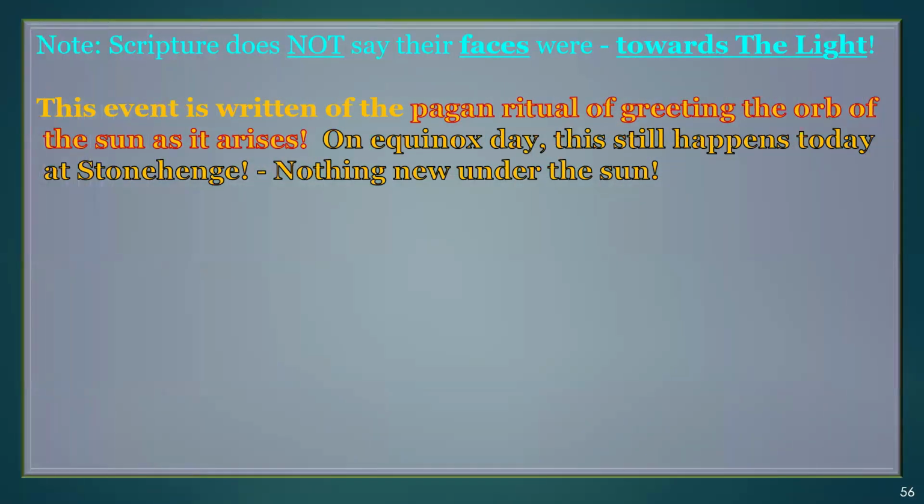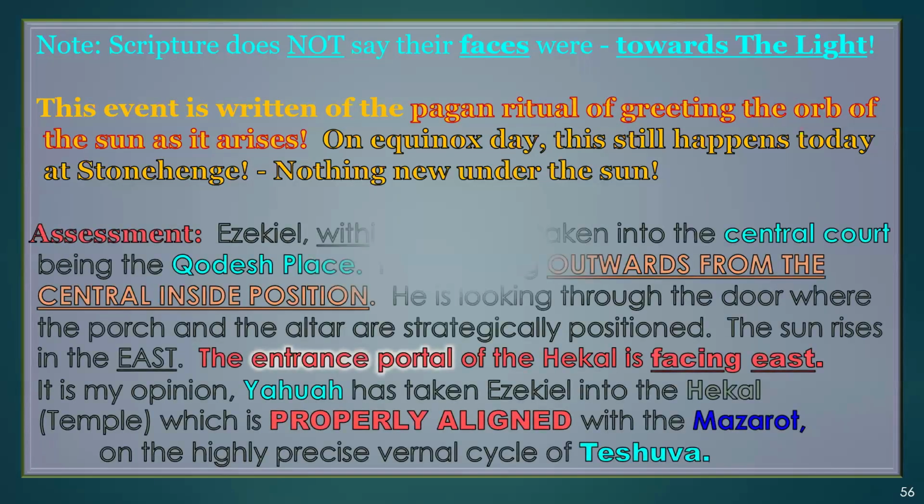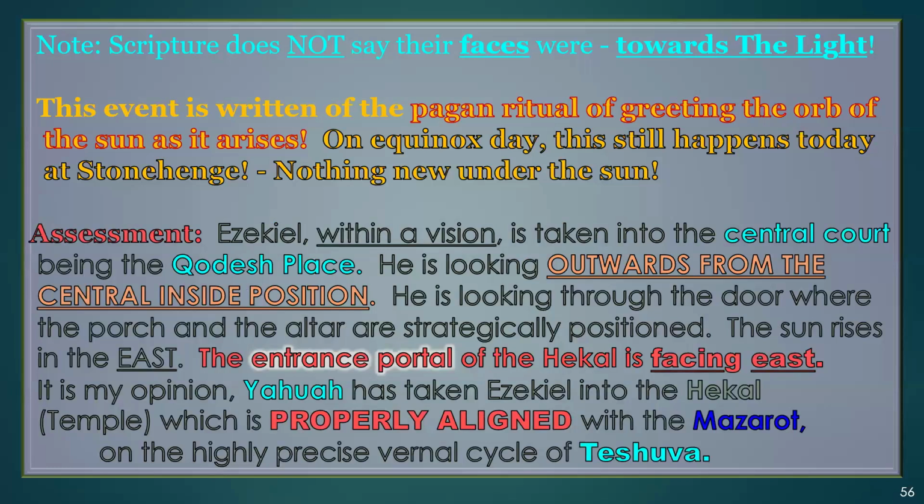Note, Scripture does not say their faces were towards the light. This event is written of the pagan ritual of greeting the orb of the sun as it arises. On equinox day, this still happens today at Stonehenge. Nothing is new under the sun. It happens in many other places also. An assessment here.